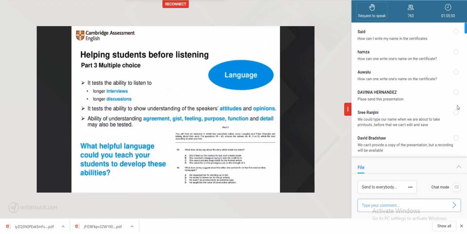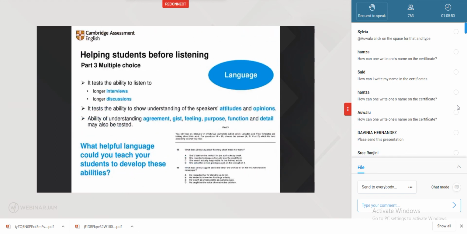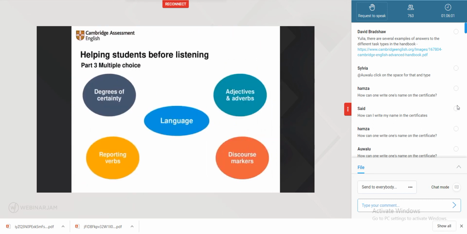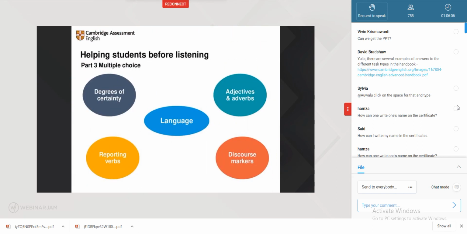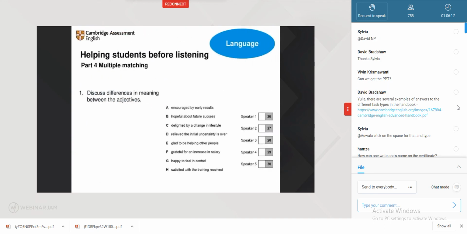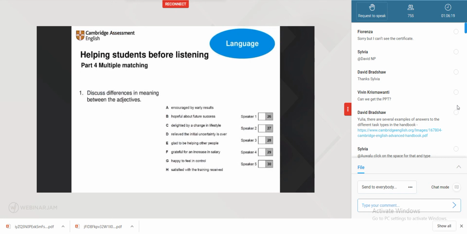So, I think one of the most useful things we can do here is build on their language, build on their vocabulary, degrees of certainty, adjectives and adverbs, discourse markers, a good understanding and recognition of reporting verbs, all part of the language that they should need to know. This is a nice exercise of yours, Victoria.